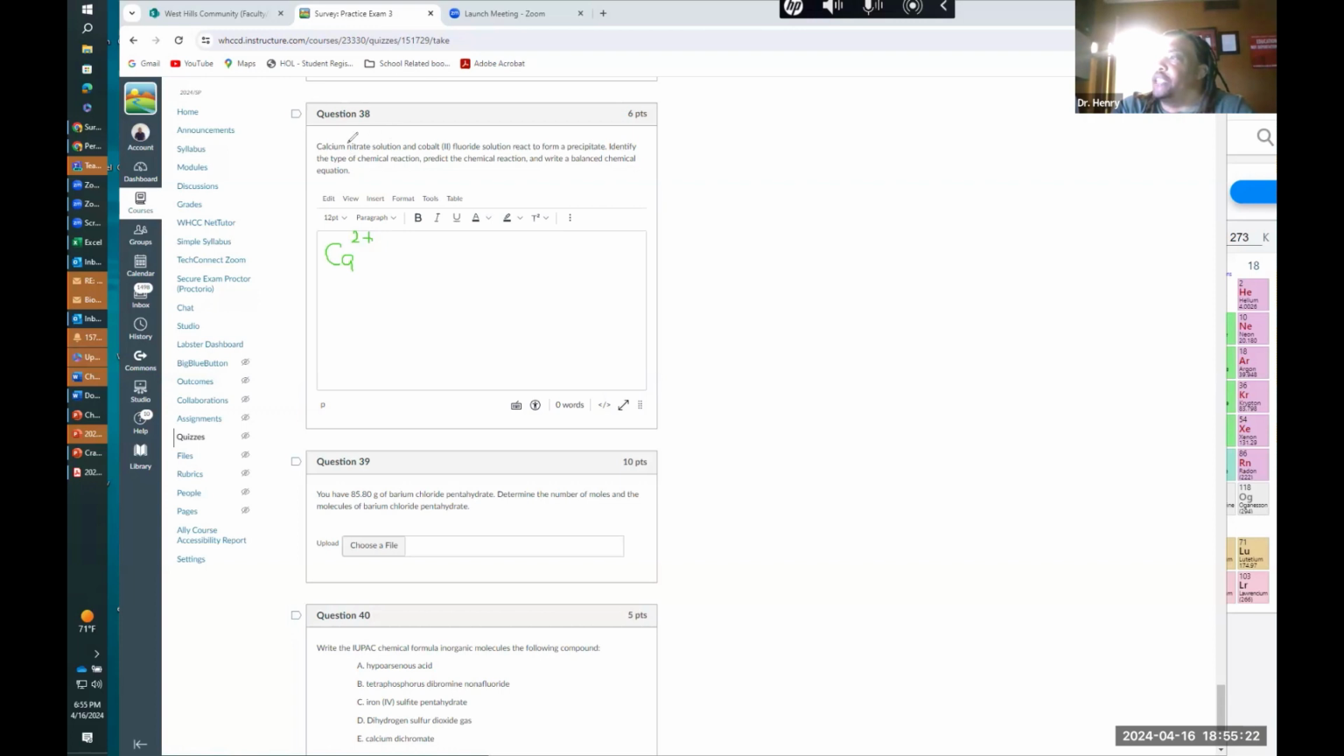Okay, and then nitrate. Nitrate is NO3 minus, negative charge. So how many of those am I going to need to balance out my calcium? Two. Okay, so I'm going to write Ca, parentheses NO3, 2. And it's a solution. So anytime you see solution, it's aq.